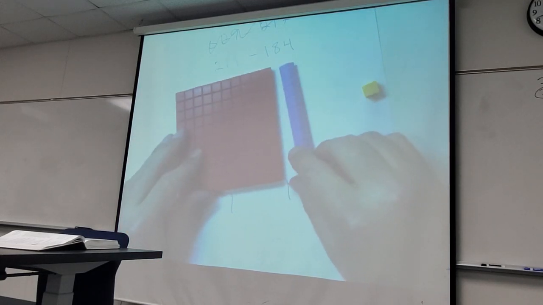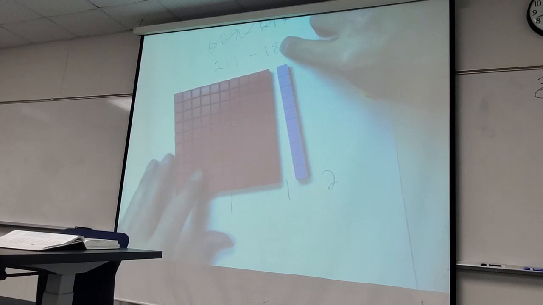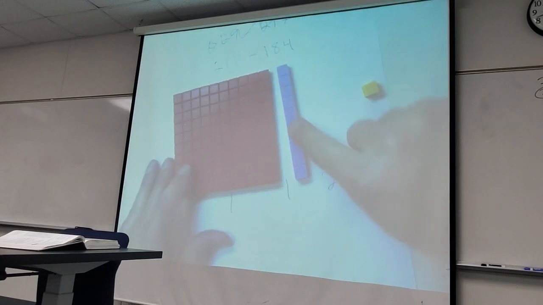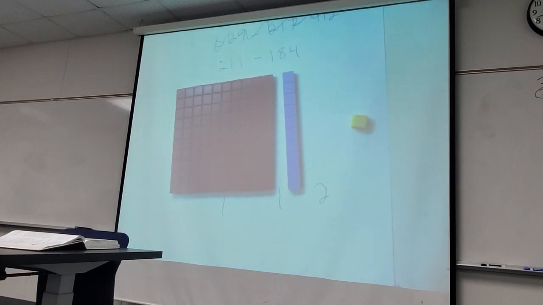Now I want to take 8 longs away from 1 long. And most students will immediately see that's an issue. Right? And of course, that's where we say we just do what? Yeah, we just take that flat and we, like you said, break it into how many longs? 10, because that's the definition of it.